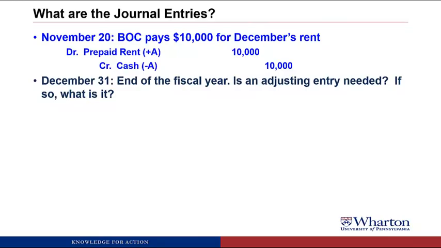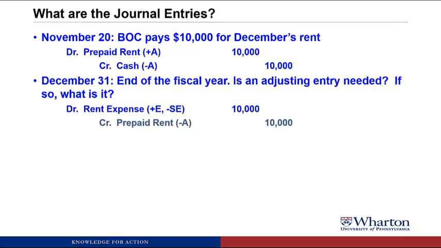We do need an adjusting entry because December has gone by and we've occupied the space for the month of December. The prepaid rent is no longer prepaid, it's been used up. So we have to create an expense for the amount of rent that we've used up. We create an expense through a debit, so we debit rent expense for $10,000. Our rent is no longer prepaid, so we have to get rid of that asset. We get rid of an asset with a credit, so we credit prepaid rent for $10,000, which brings the balance down to zero.